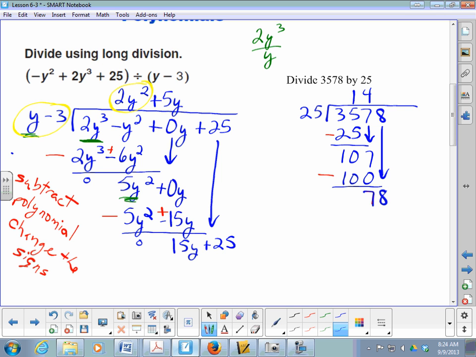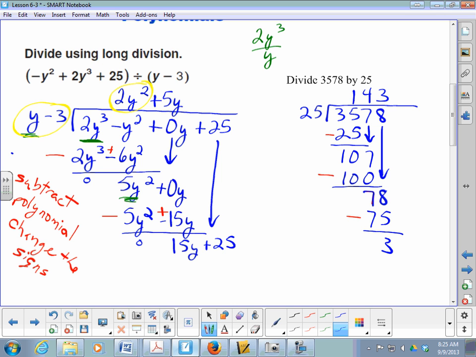All right, so let's finish our arithmetic one. How many times does 25 go into 78? Okay, 3 times. So we have 3 here. 3 times 25 is 75. We subtract, and we get a remainder of 3, right? That means it doesn't go in evenly, correct?